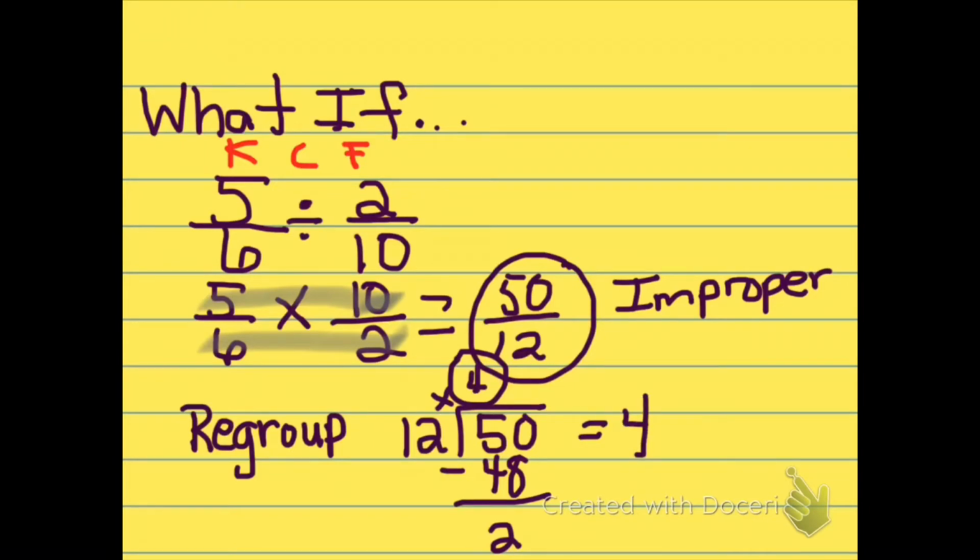Okay, our denominator never changes. It was 12 up here. It was 12 up here. So it's going to be 12 in our answer. And what's left over goes on top. So we get 4 and 2/12. Now we take 4 and 2/12 and we find the GCF of 2 and 12.